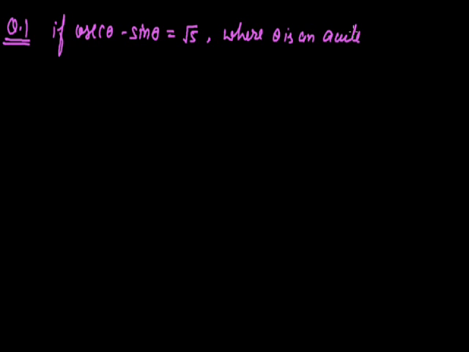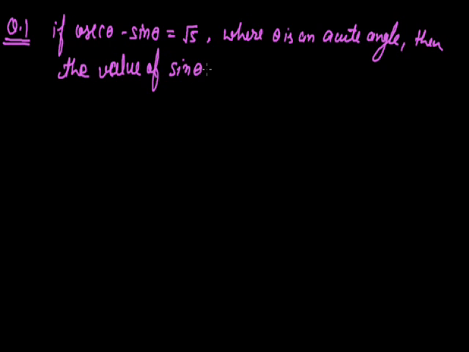Question number 1 is, if cosec theta minus sin theta is equal to root 5, where theta is an acute angle, then the value of sin theta plus cosec theta would be what? Let us try to solve the above question.